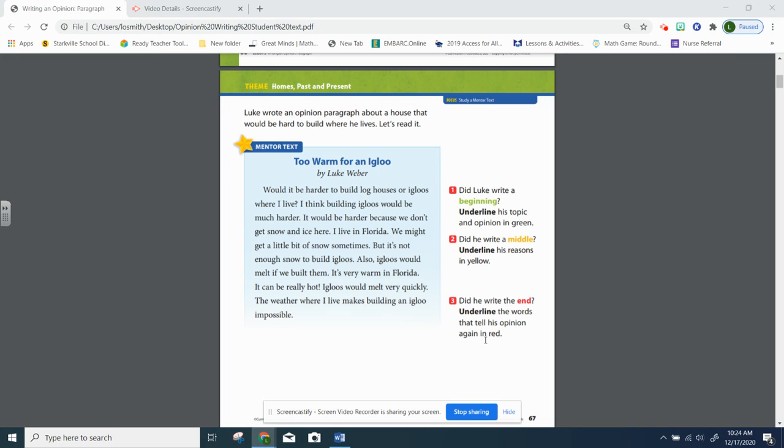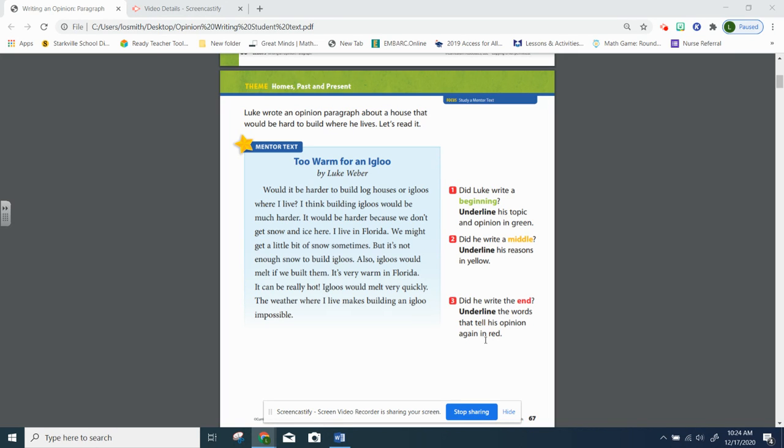Take the time to identify the reasons that Luke wrote in yellow. That's right. If you underlined it would be harder because we don't get snow and ice here, you are correct. Okay, you should have been able to identify another one. The other one that you should have identified was igloos would melt if we built them. That's the second reason.